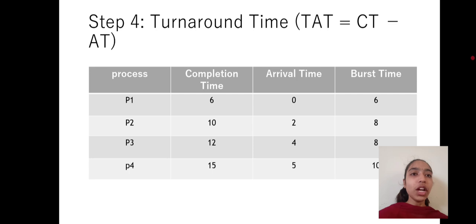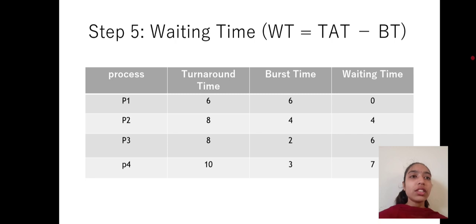And step 4, we have to calculate turnaround time. The formula for turnaround time is completion time minus arrival time. Since here we have the arrival time and burst time. And step 5, this is the last step to calculate the FCFS scheduling algorithm. That is, waiting time equals turnaround time minus burst time.